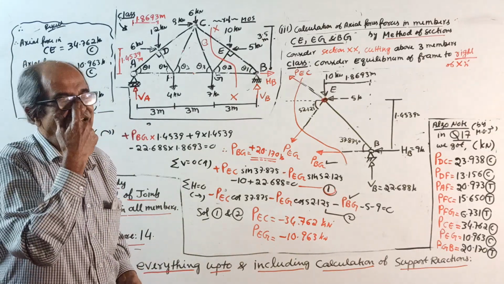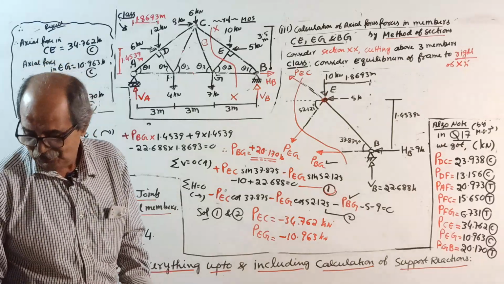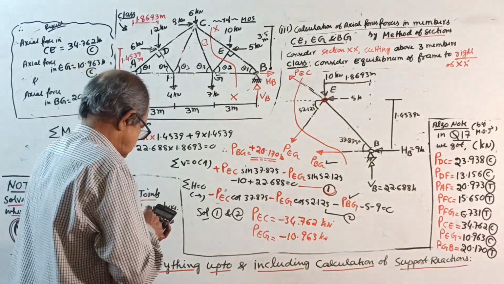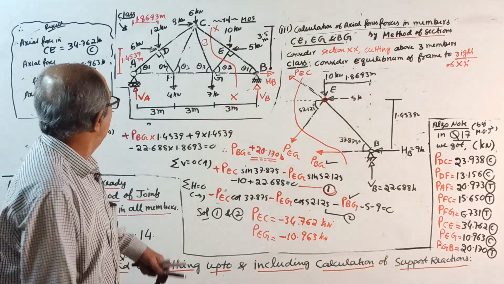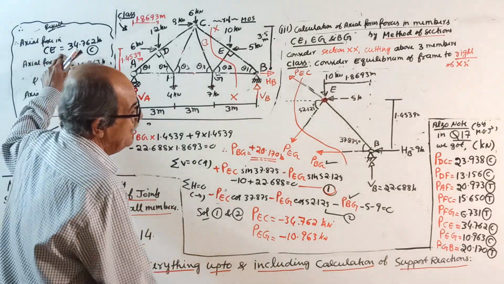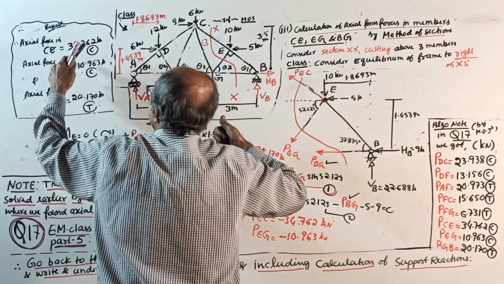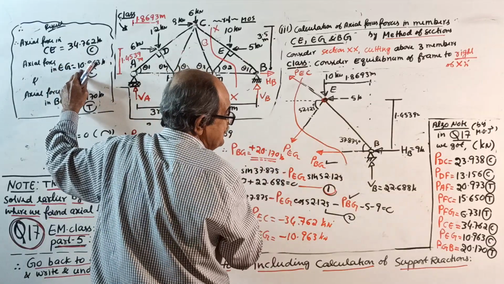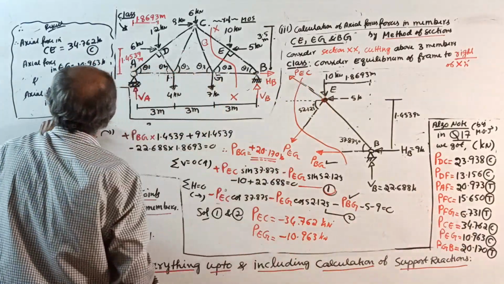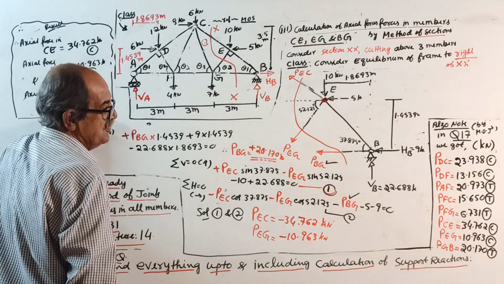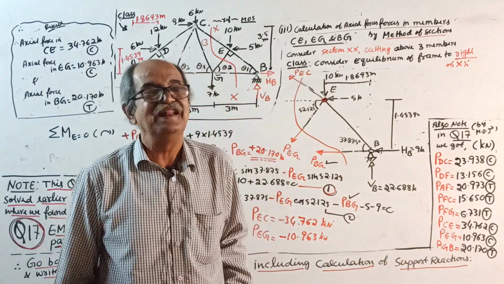Now check the answer. Some will say, sir, you copied from there and are checking. No, I solved it. See. Yes, correct. PEC 34.762 compression, yes. EG 10.963 compression, yes. BG 20.170, yes. See, this is for fun.